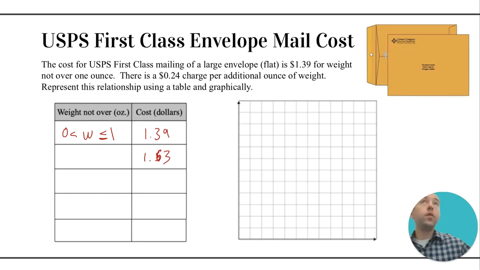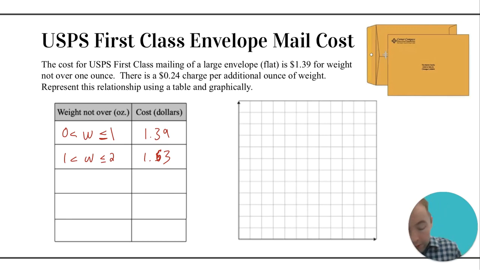If it weighed up to 2 ounces, so if the weight was equal to 2 ounces but under, then I have to stay above one, right? Because when we went below one, it cost the $1.39. So between one and two, excluding the one, including the two, it's going to cost $1.63.